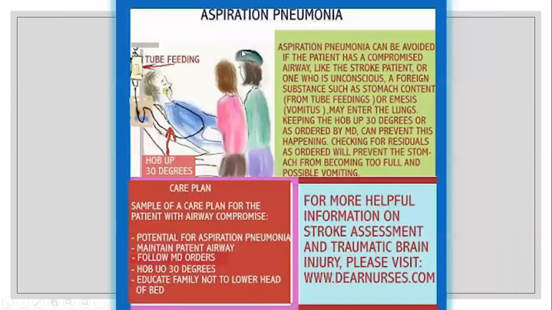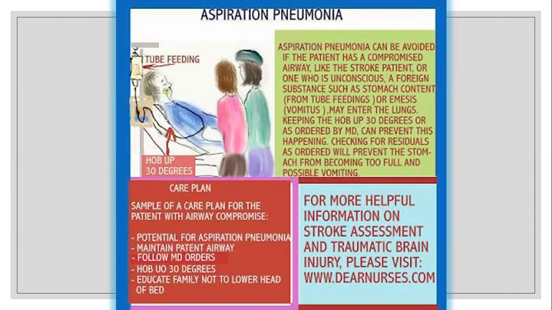What next? Here I left a few pieces of information about aspiration pneumonia. Aspiration pneumonia is also known as pulmonary aspiration.